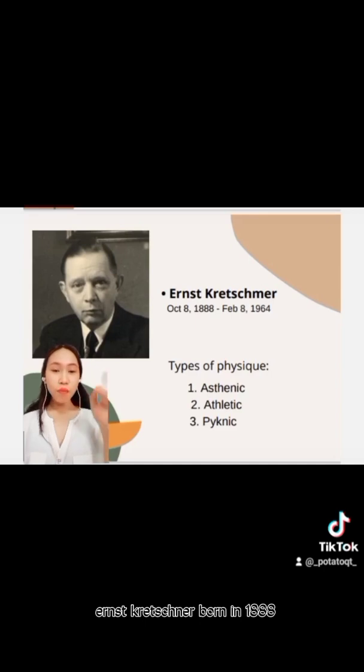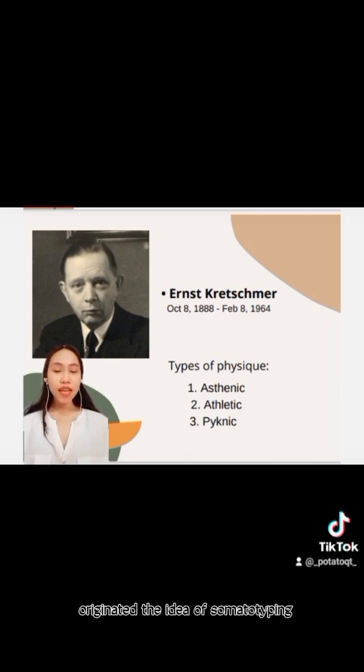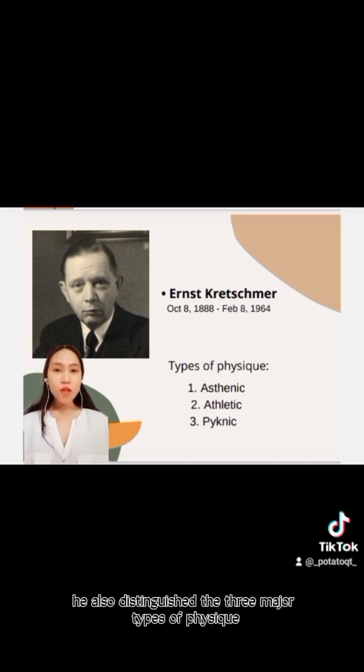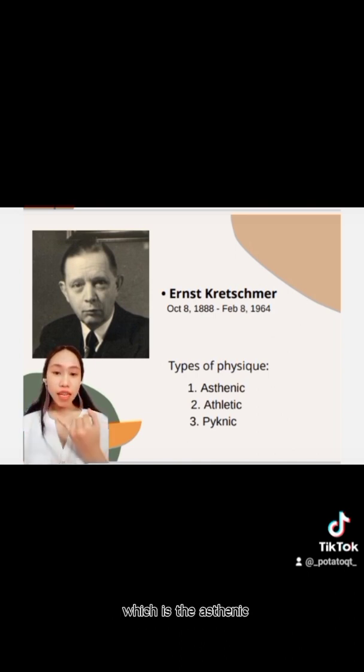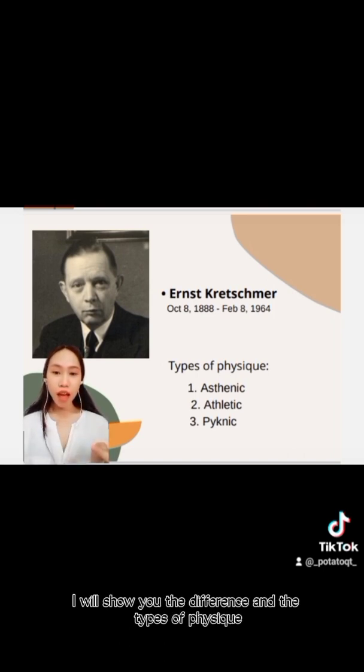Ernst Kretschmer, born in 1888, died in 1964, was a German psychiatrist who originated the idea of somatotyping. He also distinguished three major types of physique: the asthenic, the athletic, and the pyknic. In the next slide, I will show you the differences and the types of physique.